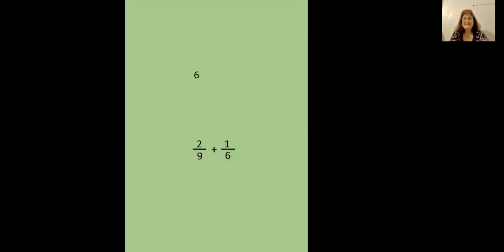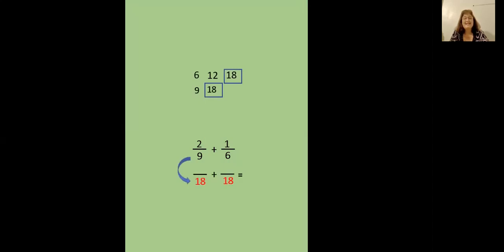Six times 1 is 6. 9 times 1 is 9. 6 times 2 is 12. 9 times 2 is 18. And 6 times 3 is 18. So there we go. 18 is our lowest common denominator.